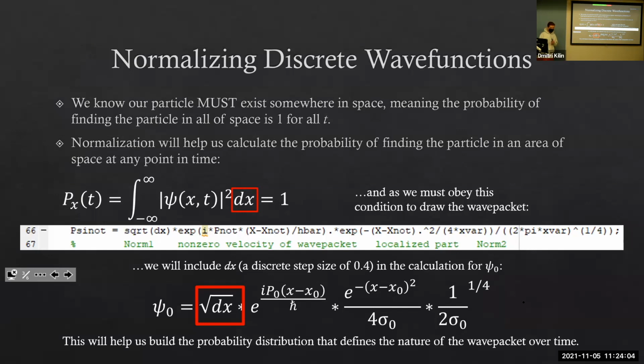Mathematically, this is how we normalize a wave function. We know that our particle has to exist somewhere in space. It just doesn't disappear like that. The probability of finding the particle in all of space is 1 for all t. Normalization will help us calculate the probability of finding the particle in an area of space at any point in time. So this is the condition of that. It just says the probability is 1 across all of space.